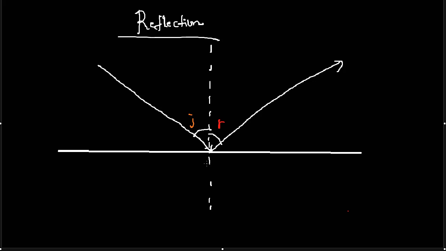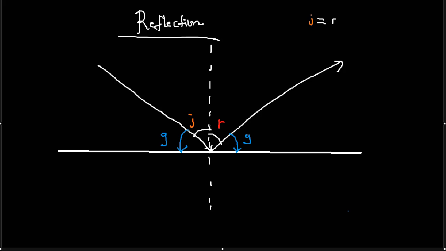Now the law of reflection says that these two angles are equal, so i is equal to r when we are dealing with reflection. So i is equal to r. Now there's something called the glancing angle. The glancing angle is the angle which the rays make with the surface. So this angle is what we call the glancing angle.